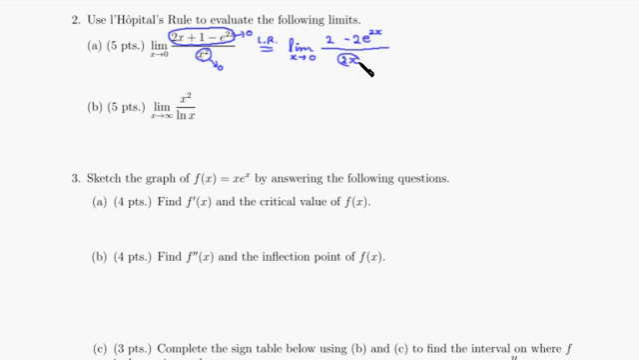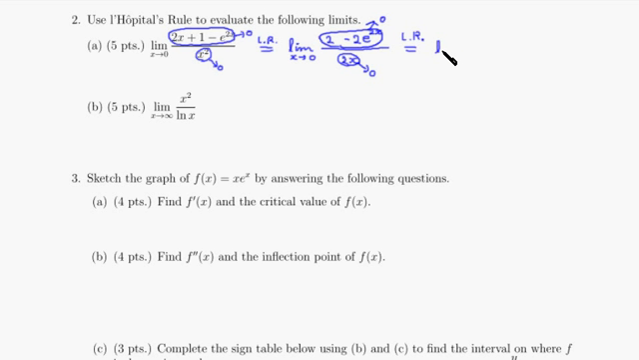2 times 0, so the denominator still goes to 0. And 2 minus 2 times e to the 0. e to the 0 is 1, so it's 2 minus 2. So it still goes to 0. So we take the derivative on top and bottom again. So apply L'Hopital's rule.